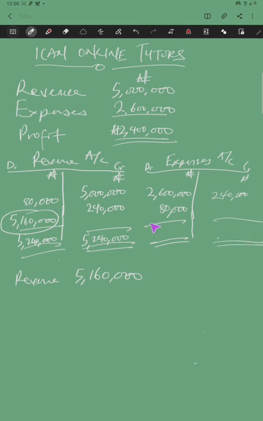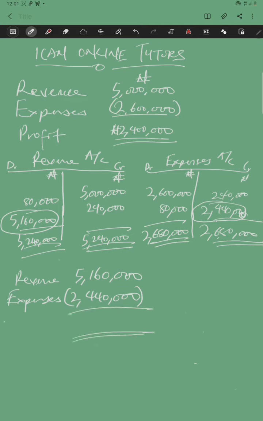Let's do the same for the expenses. Let's close our account. If you add 2,600,000 naira plus 80,000 naira, you get 2,680,000 naira. Now, if you remove 240,000 naira from that, you will get 2,440,000 naira. That's what you will get. So our balance carried down is 2,440,000 naira. So expenses are 2,440,000 naira.